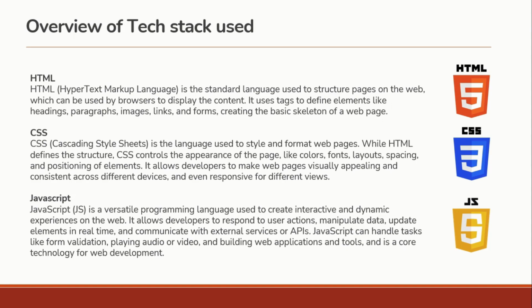JavaScript is a versatile programming language used to create interactive and dynamic experiences on the web. It allows developers to respond to user actions, manipulate data, update elements in real time, and communicate with external services or APIs. JavaScript can handle tasks in building web applications and tools. It is a core technology for web development.